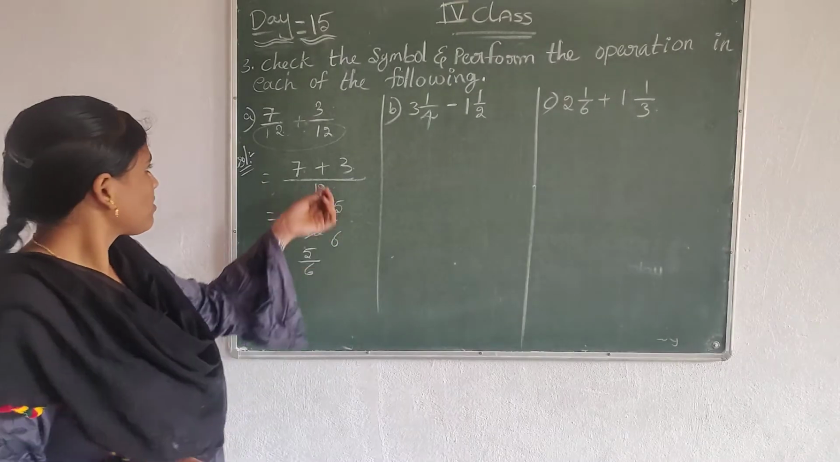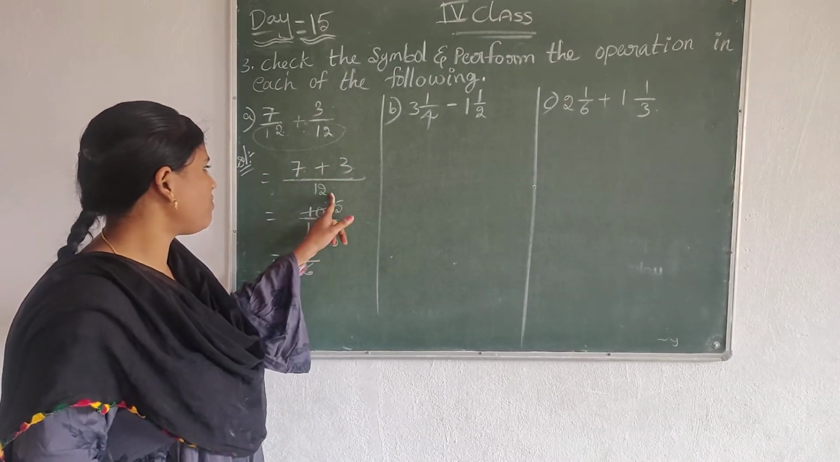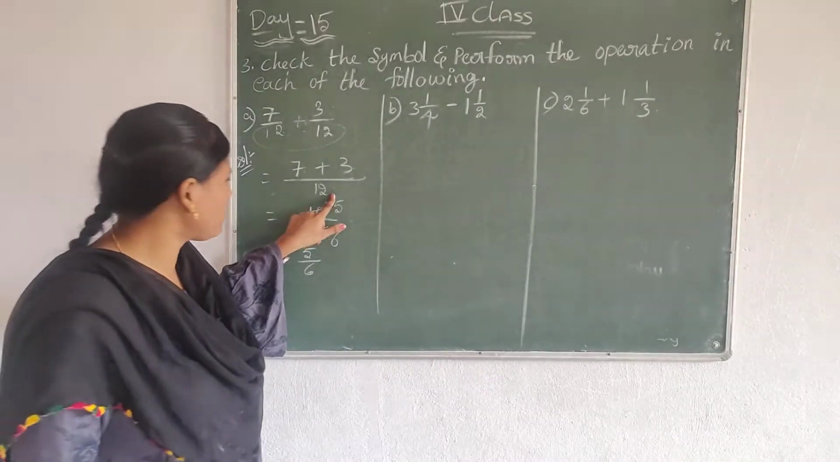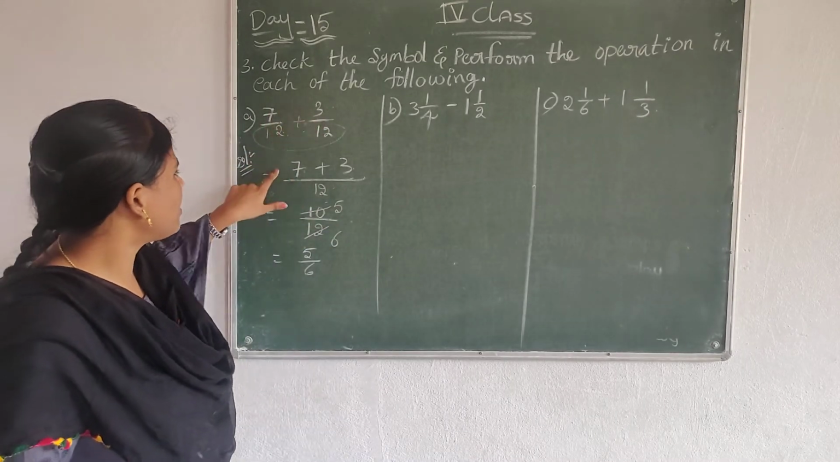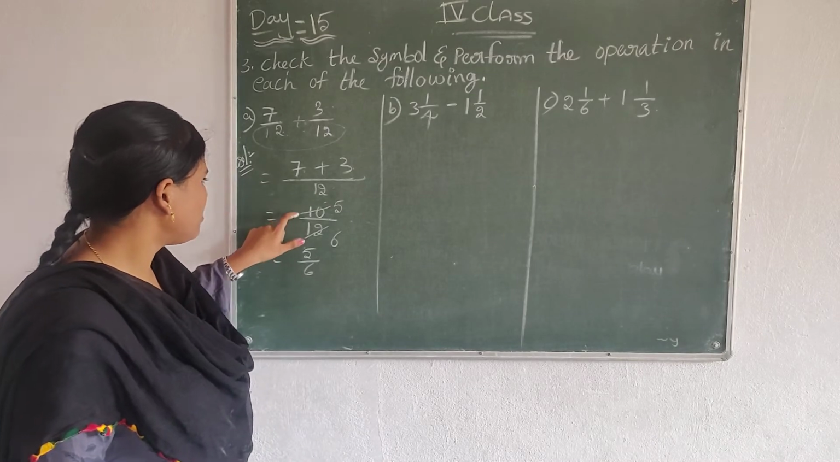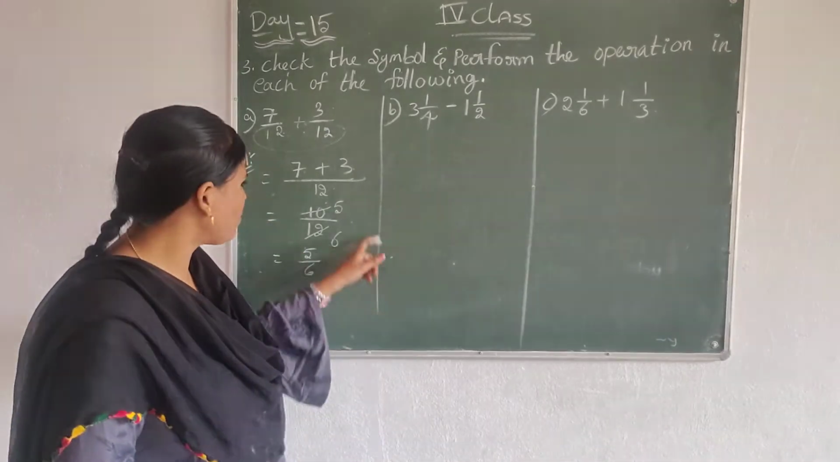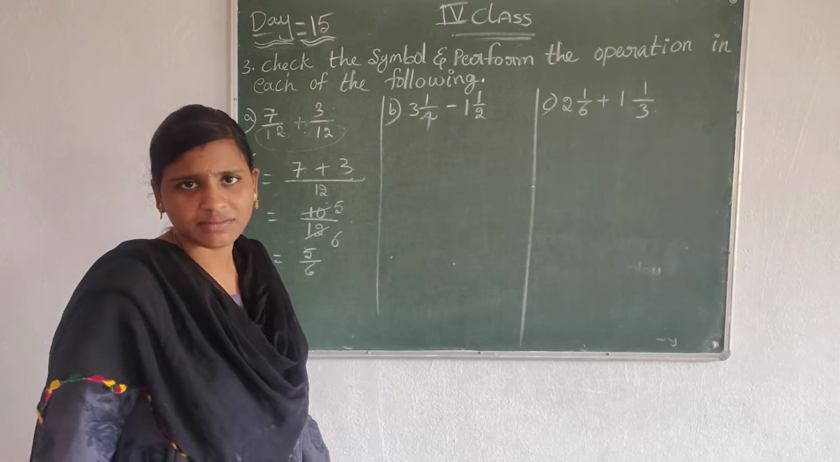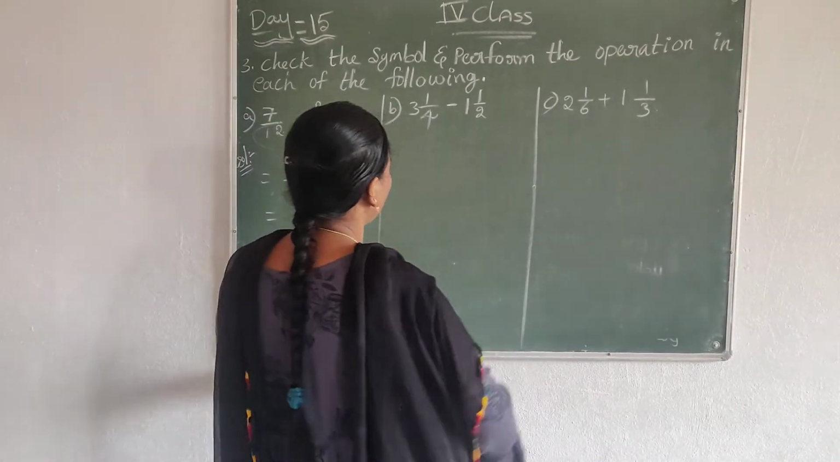Very easy. The two denominators are same. That's why we took it. We took 12 and we added the two numerators, and that is 10 by 12. These two are cancelled in 2 table. That's why we got 5 by 6. Right? Let's see this one.